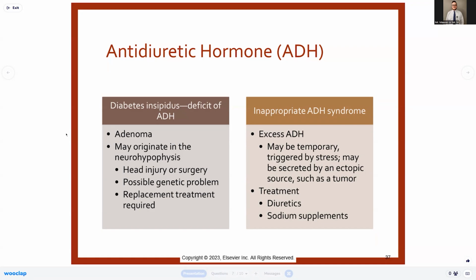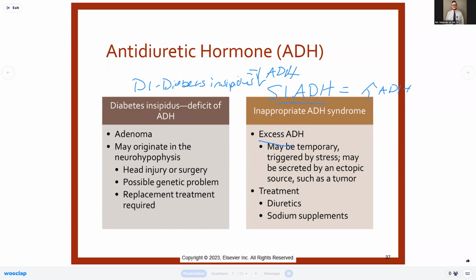And what's called inappropriate ADH, this one over here on the right, is the opposite. Sometimes it's called SIADH for short, but that stands for Syndrome of Inappropriate ADH. SIADH is excess, too much ADH. DI, or diabetes insipidus, is too little ADH, so not enough fluid retention. This is too much, so too much fluid retention.